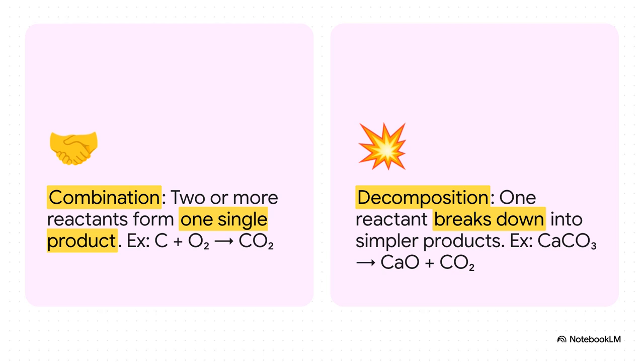First, you have a combination reaction. This is where two or more simple things come together to form one more complex thing. Think of it like A plus B gives you AB. Like when you burn coal, carbon and oxygen combine to make carbon dioxide.